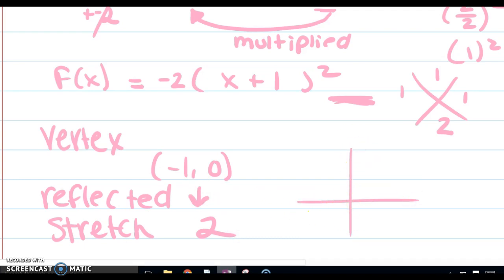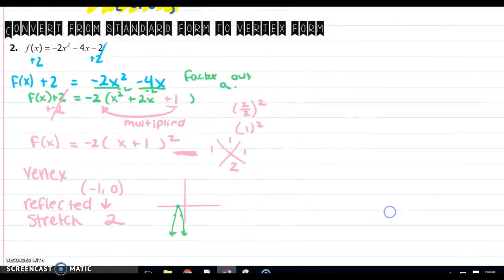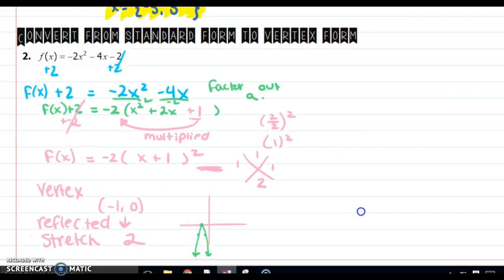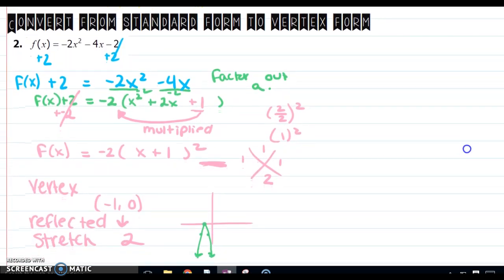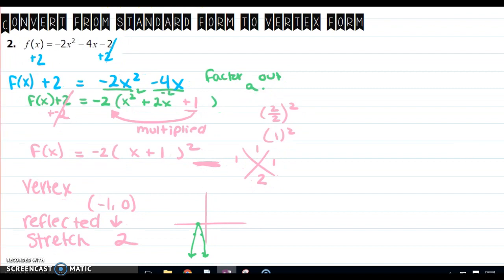If I was to make a little sketch of this, basic, nothing fancy, I would go to -1, 0, and I know that it's going to be a little bit skinnier than the average parabola, and then it's going to be down facing. So it would look approximately like that. So that's an option on graphing. If you don't like to graph in standard form, this is an option, even though most of us are pretty good at graphing in standard form.